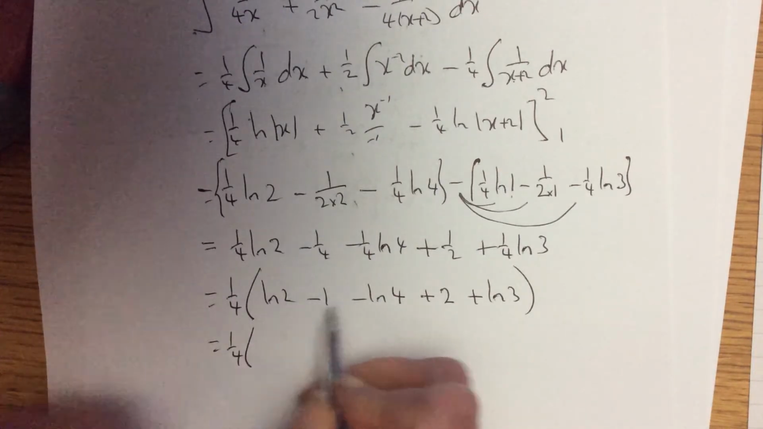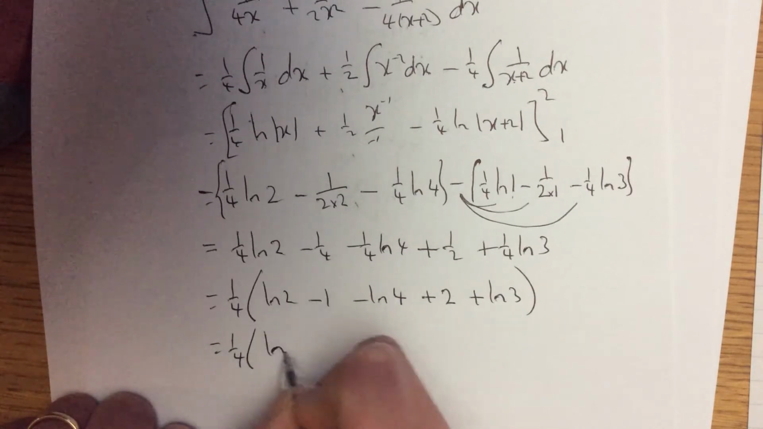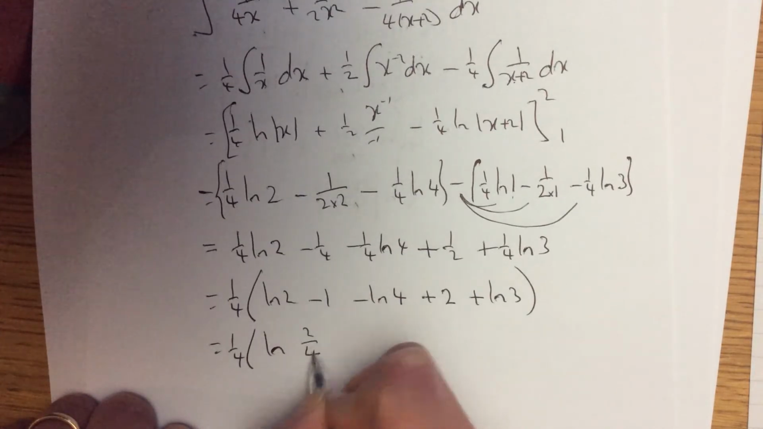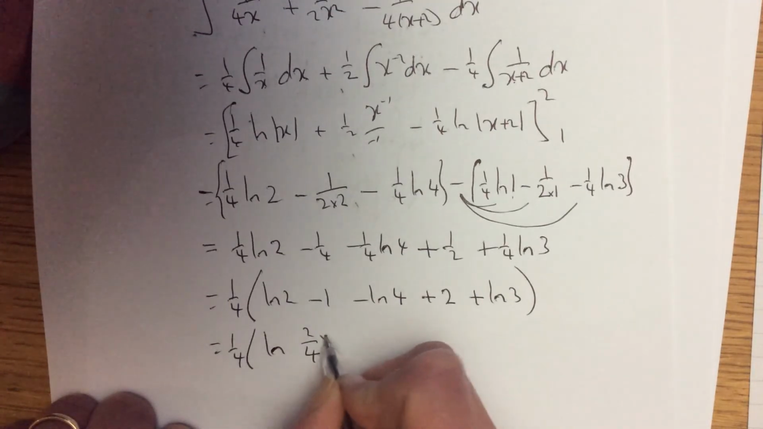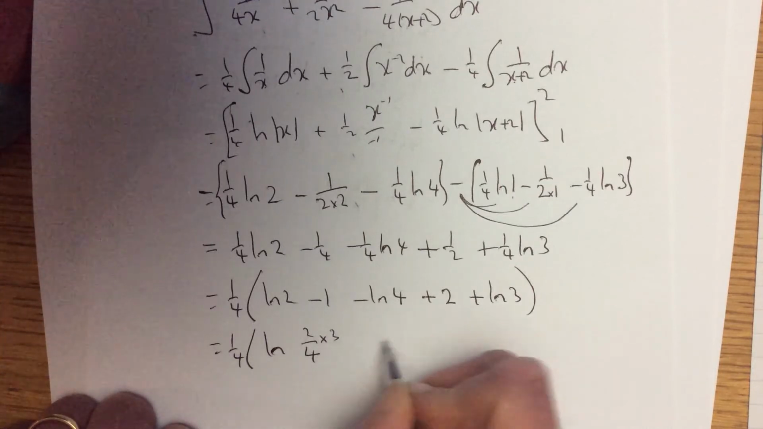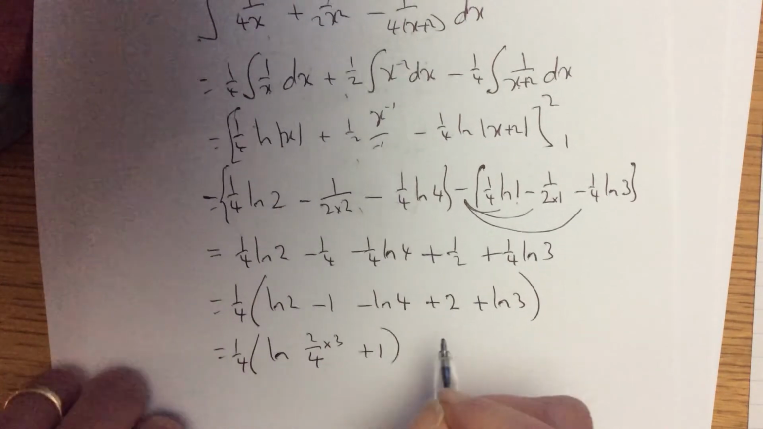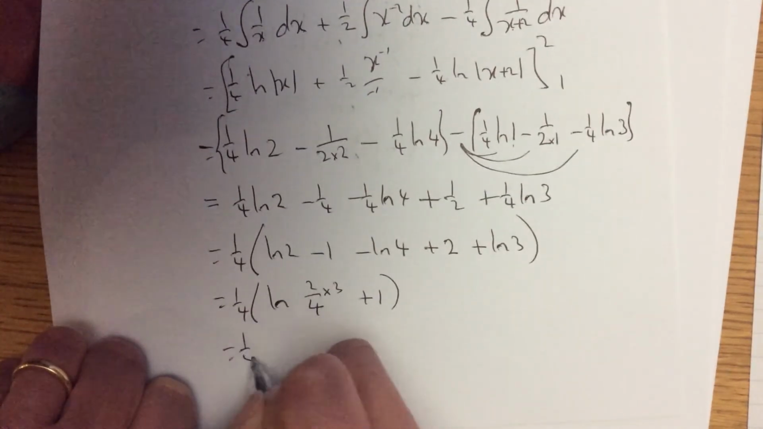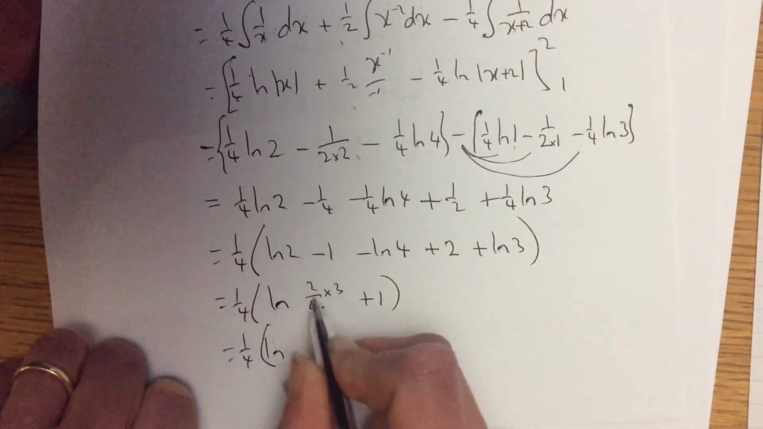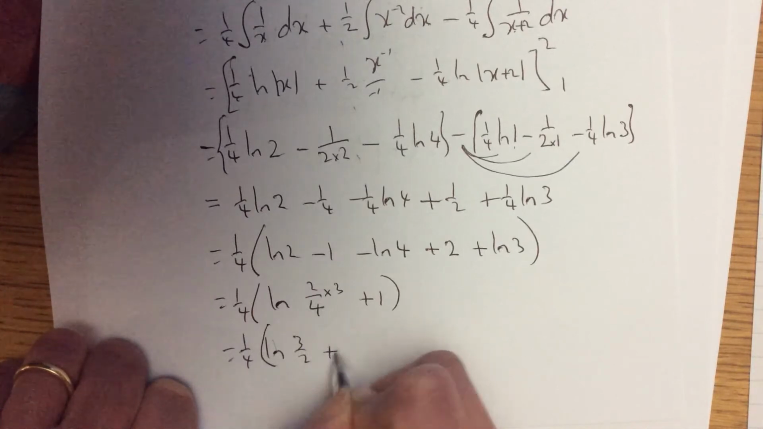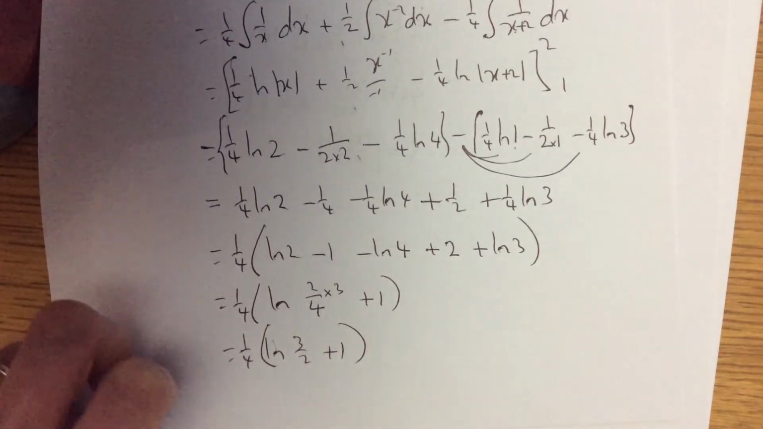So log 2 minus log 4, if you're subtracting them, you divide them, times by 3. And then minus 1 add 2 is 1. So that tidies up to give you a quarter log 6 over 4, which is 3 over 2, plus 1.